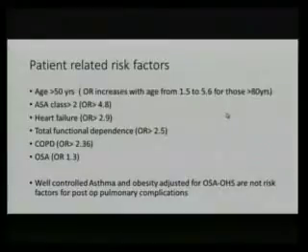Presence of baseline COPD, OSA, functional dependence are independent risk factors. Now, interestingly, if you control obesity for OSA and OHS, it's not actually associated with increased pulmonary complication. Same thing goes for asthma. Okay. So COPD is a risk factor, OSA is a risk factor, well-controlled asthma and obesity adjusted for OSA are not independent risk factors.